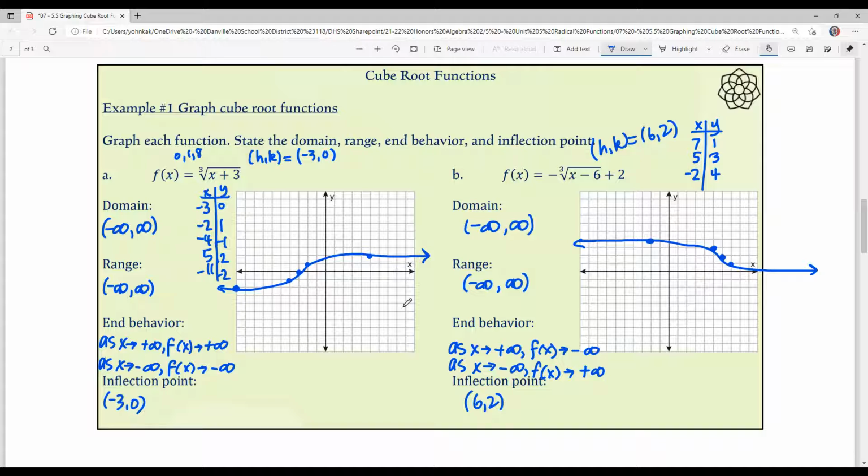And notice that the picture is reflected over the x-axis. It goes in a downward fashion versus letter A, which goes in an upward fashion. And that all has to do with that negative in front.